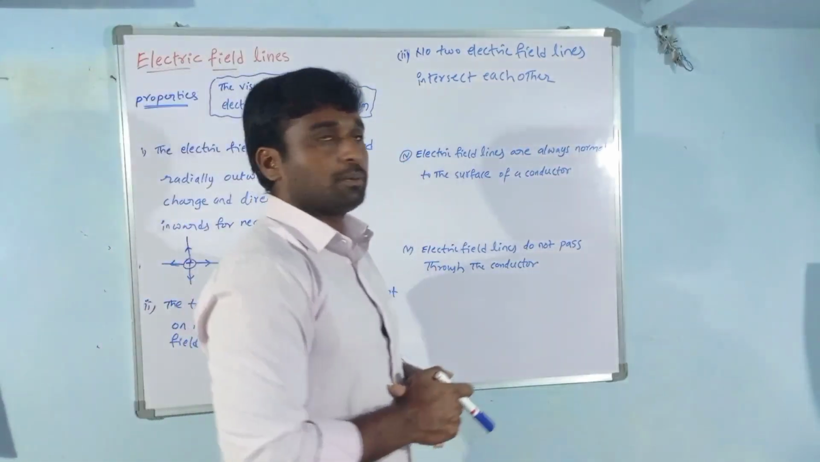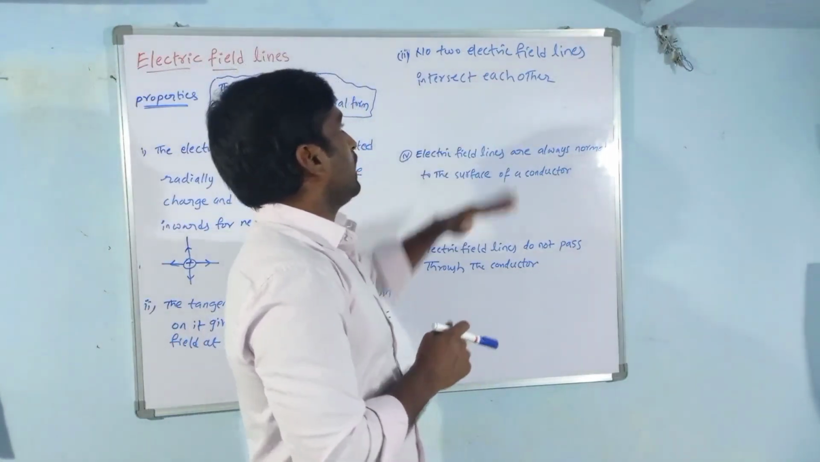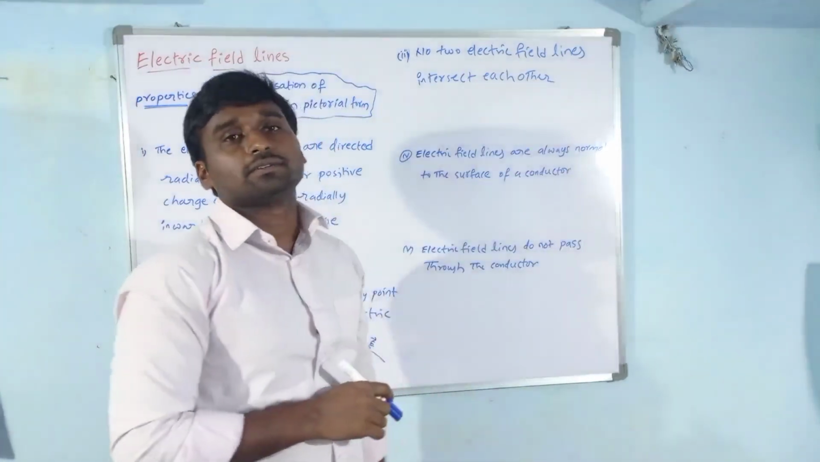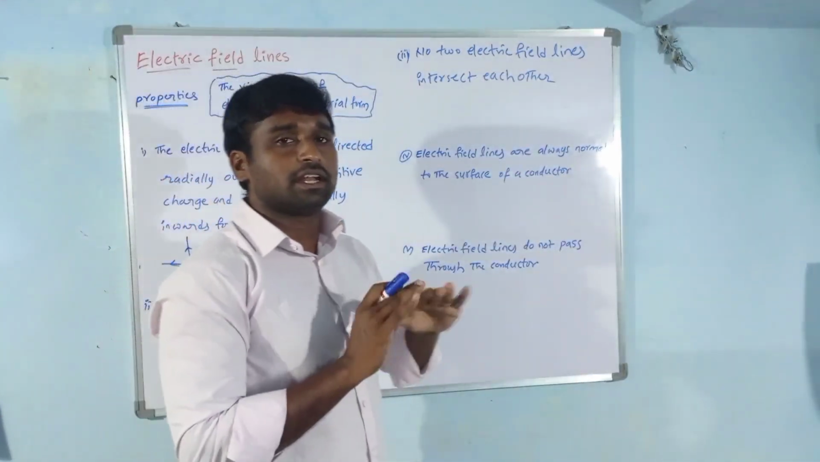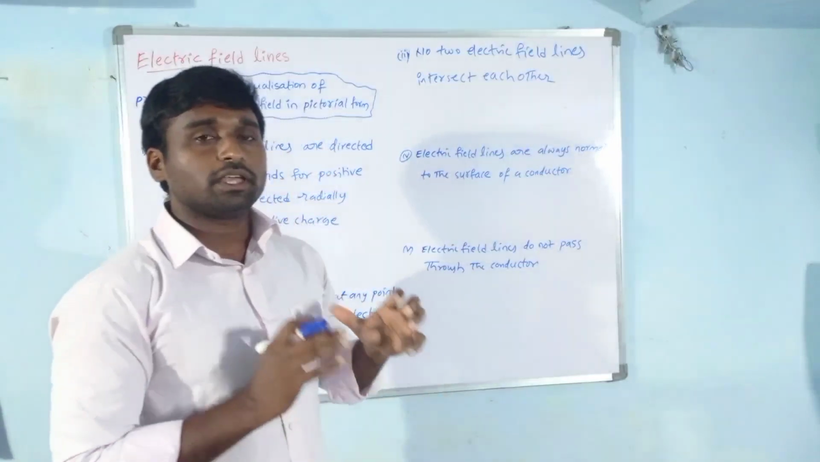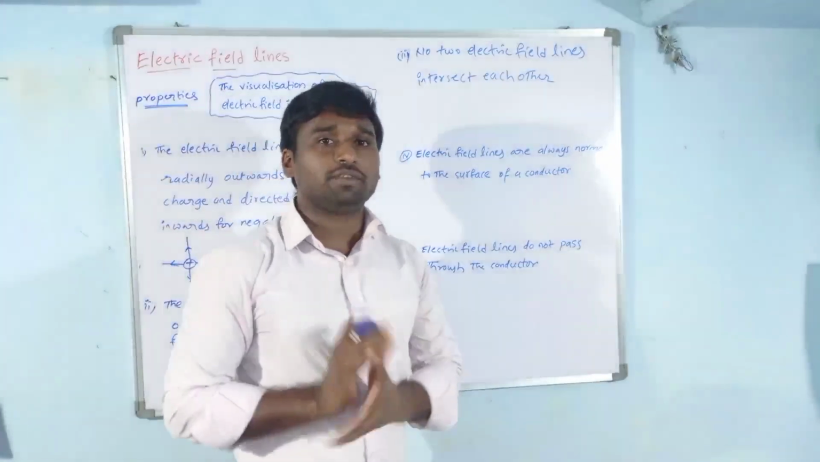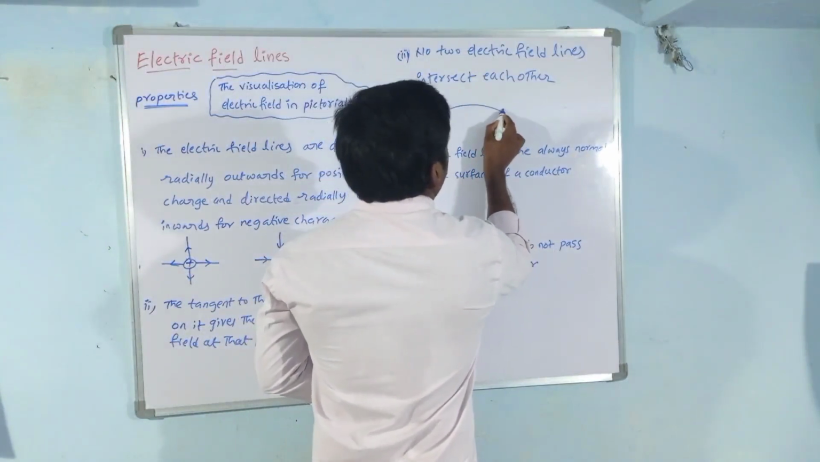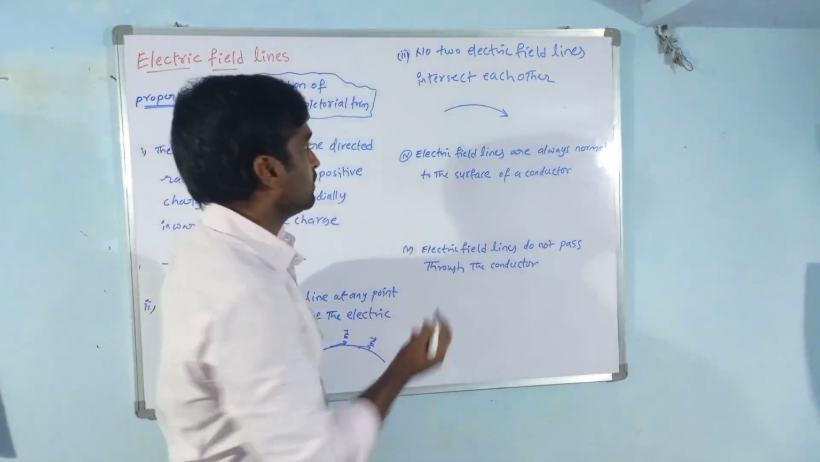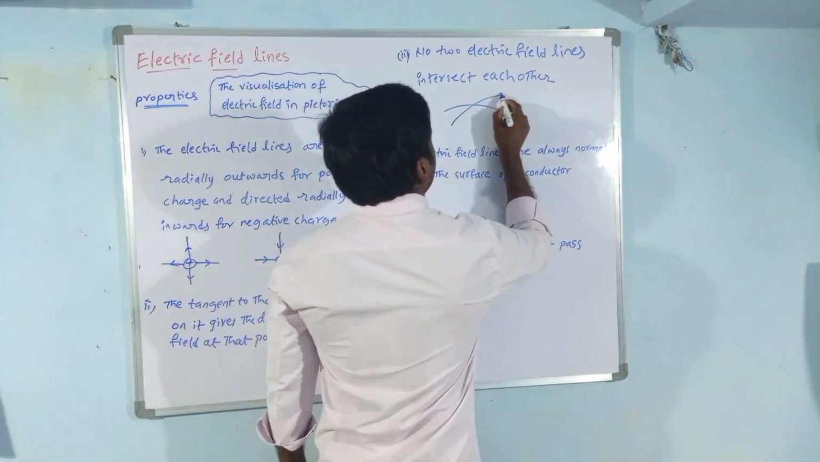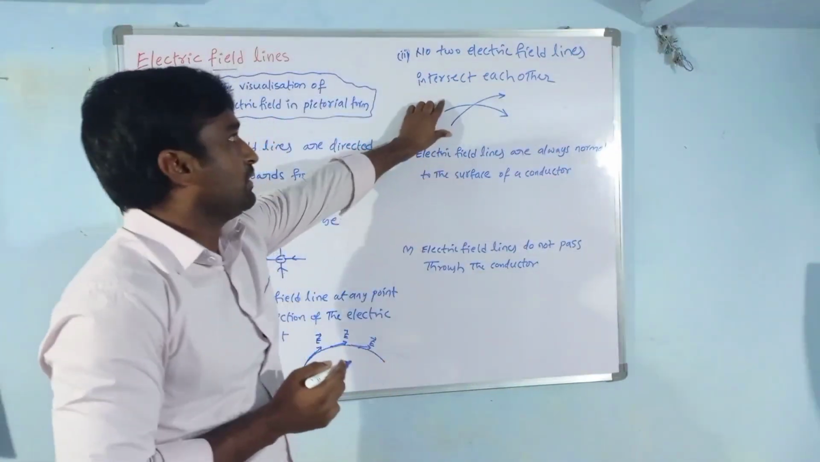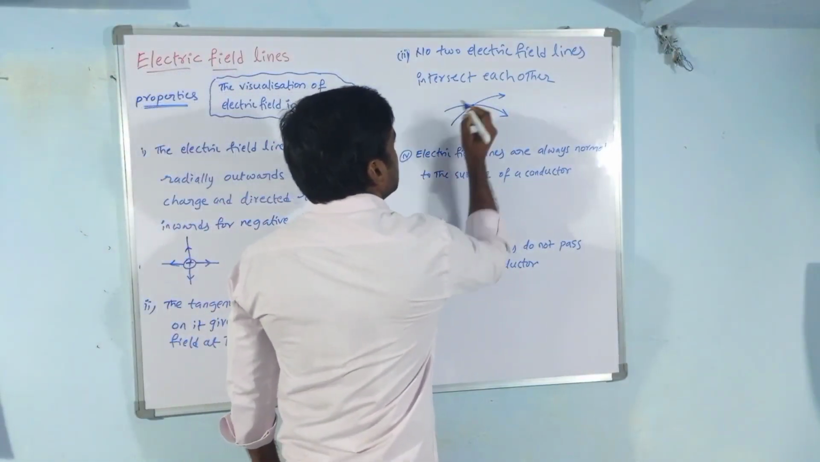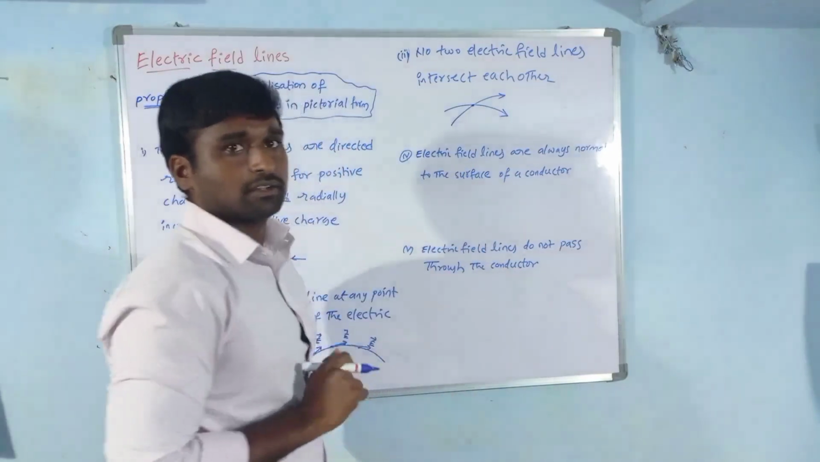So what is the third property? No two electric field lines intersect each other. That means electric field lines never intersect each other. If they intersect, what will happen? Let us see that. This is one electric field line and this is another electric field line. These two electric field lines intersect at one point. This is the point where the two lines intersect.